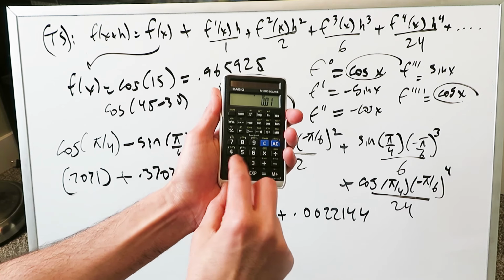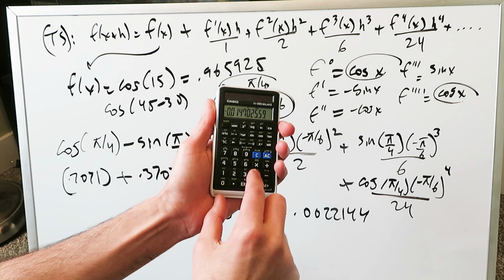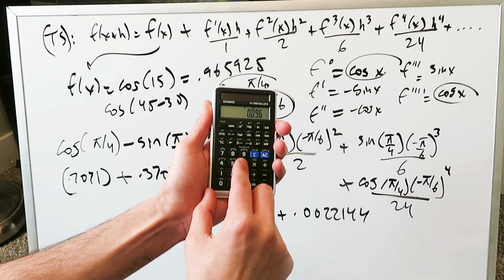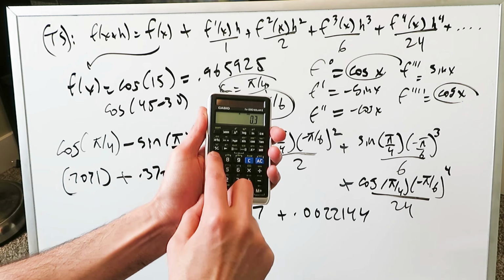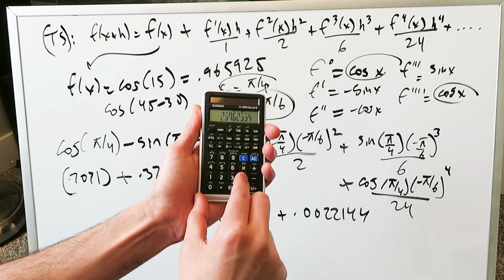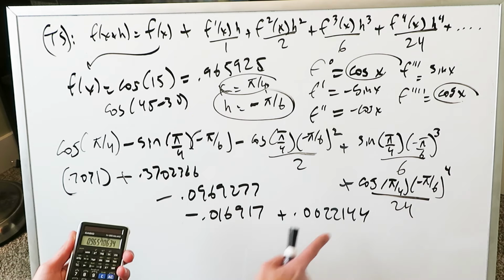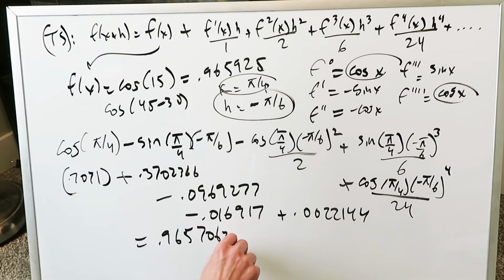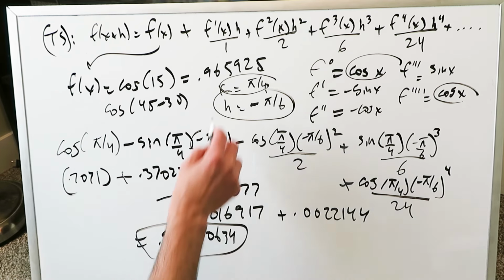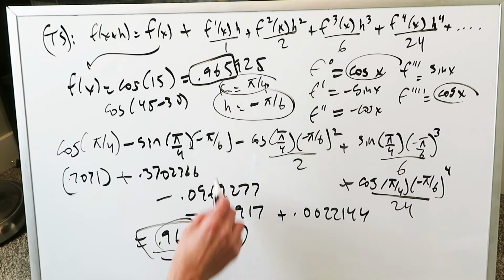Plus 0.016917, which was a negative value, plus 0.0969277, which was a negative value, plus 0.3702366, plus 0.7071. I'm getting 0.9657. These are all the values I added. When I add them all, I get this 0.965706334, and we can compare. Here I have 0.965, here I have 0.965, then I differ from there onwards.